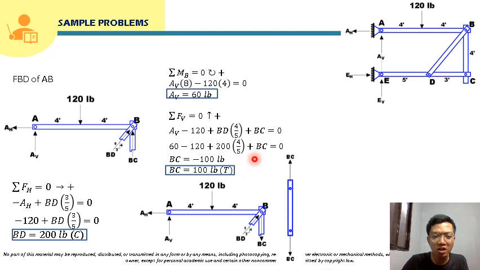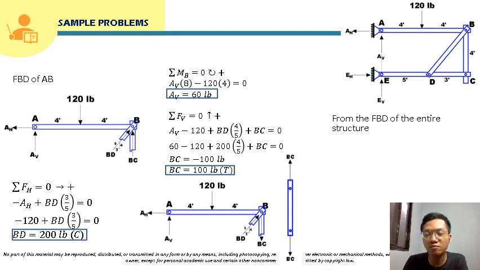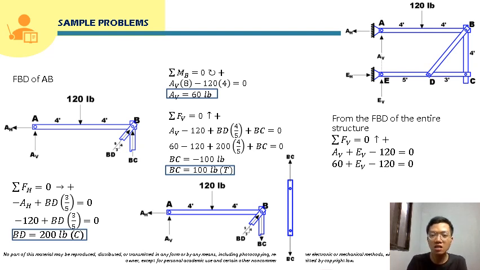So from here, the only force that we need to solve is actually EV, right? Member force EV. We already solved for AH. From the free body diagram of the entire structure, we already solved for AV, that is 60 pounds. So if we sum up forces vertical from the free body diagram of the entire structure, that will just be AV plus EV minus 120, and that will be equal to 0. We already have AV, and that is 60. So solving for EV, that will also be 60 pounds. So these will now be the answers.